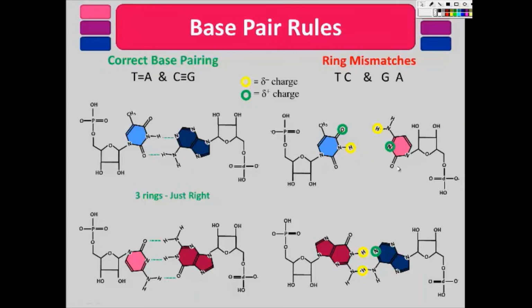Purine-purine and pyrimidine-pyrimidine mismatches, like the one shown here, not only mismatch partial charges, but their spacing is wrong as well. Pyrimidine-pyrimidine mismatches, like cytosine-thymine, are too far apart because they only total 2 rings. Purine-purine mismatches, like AG, don't work because they have 4 rings between them, and so they're too close together.